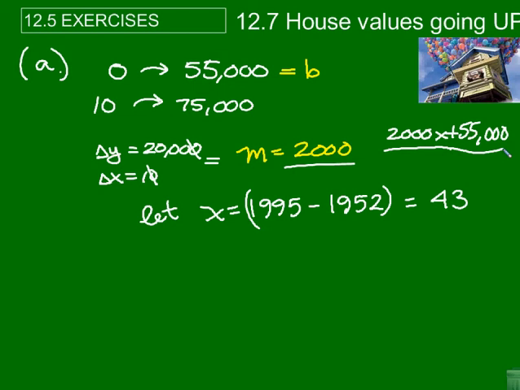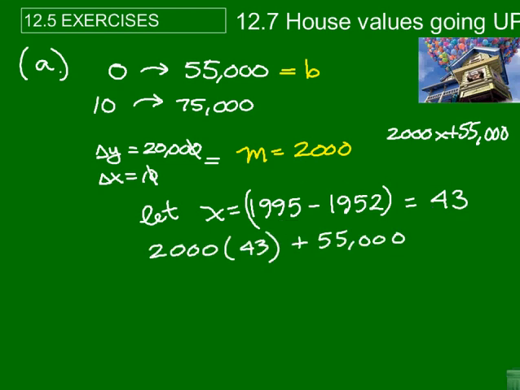The first part says find the value in 1995. So if we take 1995 and subtract 52, we get 43. So our x value is going to be 43. From here, we're going to then plug 43 in to the equation. So we get 2,000 times 43 plus 55,000.